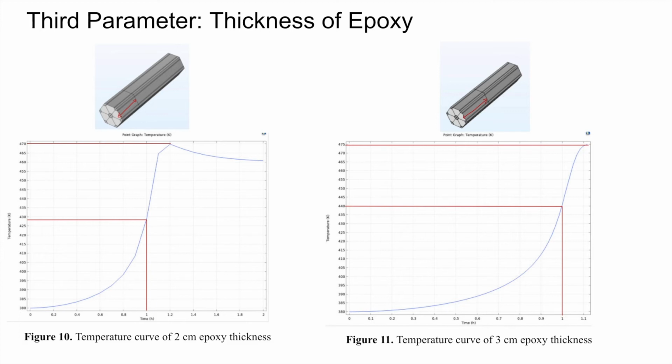The third parameter is the thickness of epoxy. The graphs below are the temperature profiles of the epoxy pottings with different thicknesses of epoxy. The temperatures start increasing along the time and start decreasing when the reaction has ended. From our simulation, it has been shown that as the thickness of epoxy increases, the temperature will also increase.